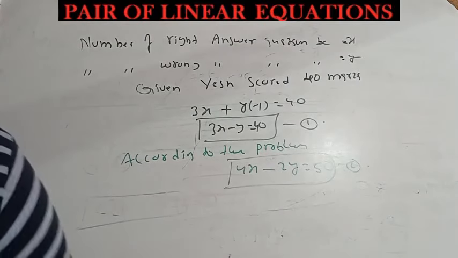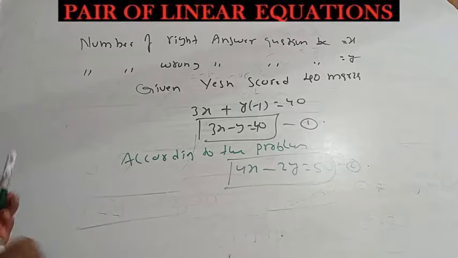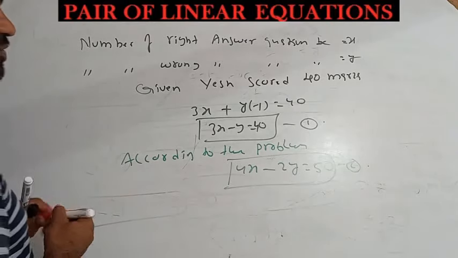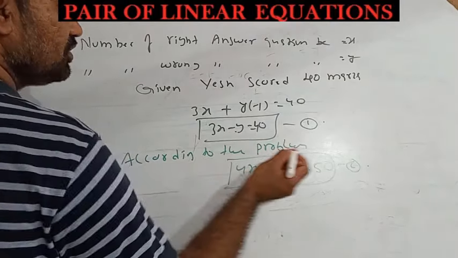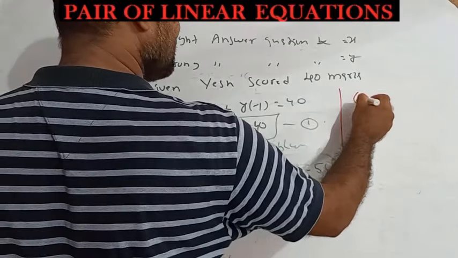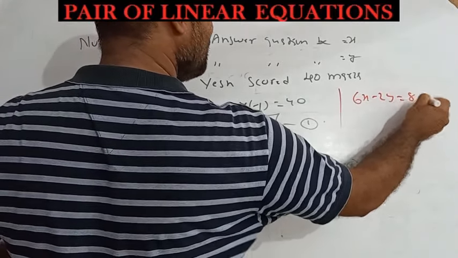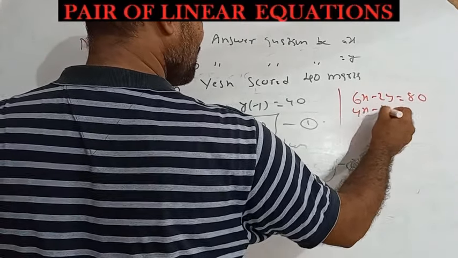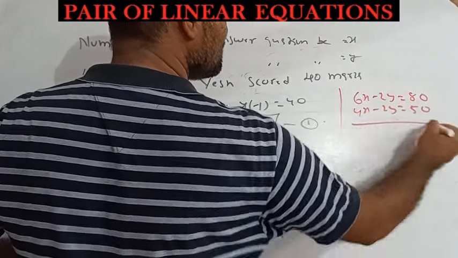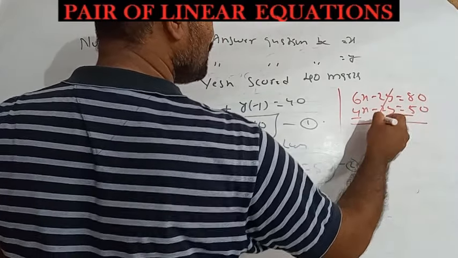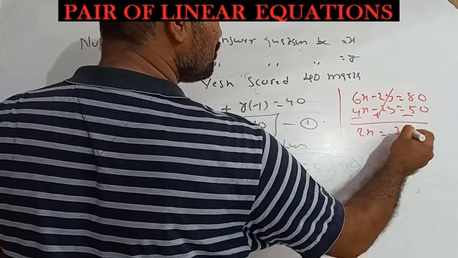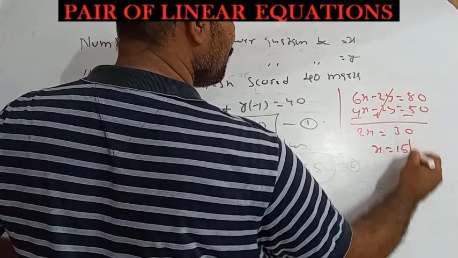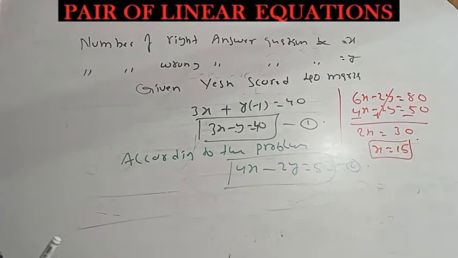Now you want to solve these equations. Here I always want to use the elimination method. The first equation, multiplied by 2, becomes 6x minus 2y equal to 80. The second equation is 4x minus 2y equal to 50. Subtracting, the minus 2y terms get cancelled. 2x equal to 30, x equal to 15. Means he attempted 15 questions which are correct.